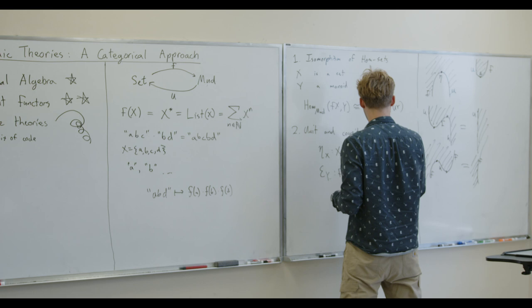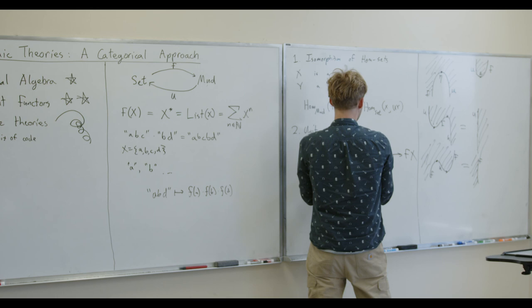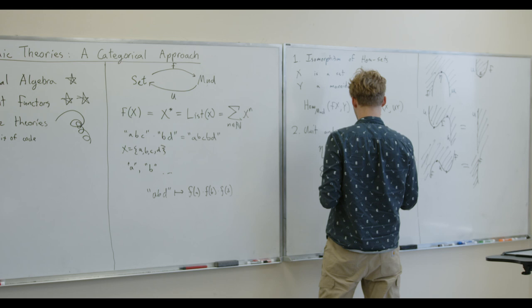Like, f of x to f of x is equivalent by this homomorphism to u to ufx. So we can take the identity here and turn it into a morphism here. And similarly here, this comes from the identity UY to UY.